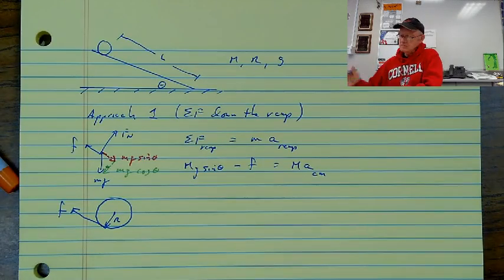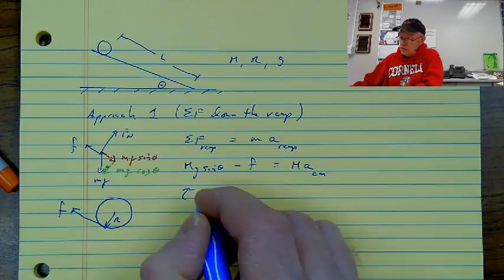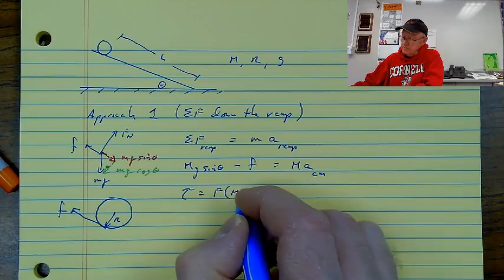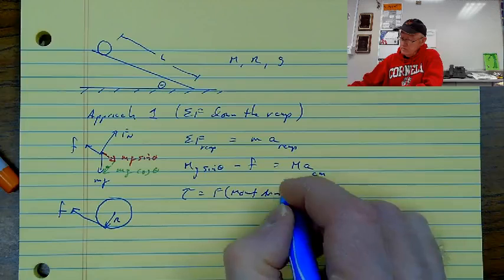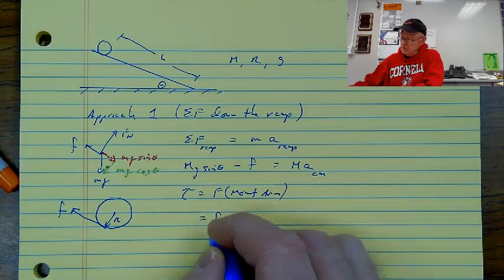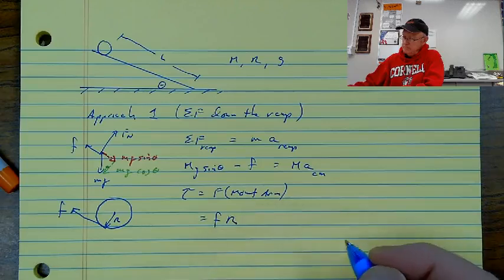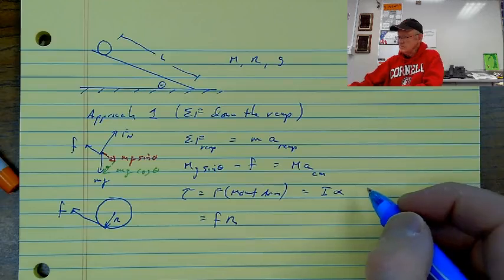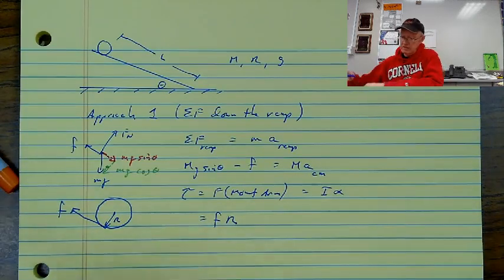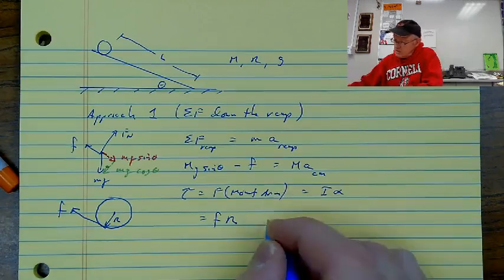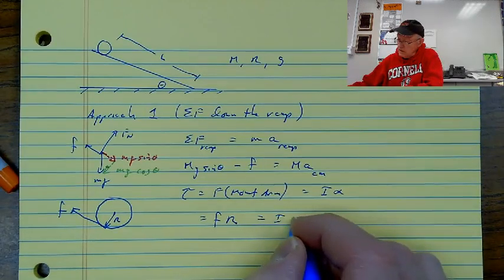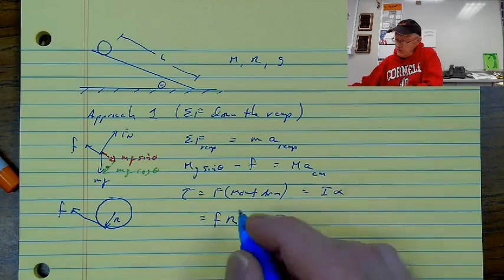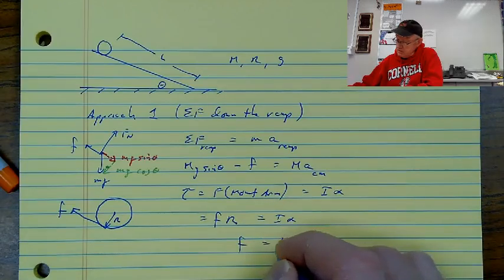So let's use a definition of torque. Torque is equal to force times moment arm, which is equal, in this case, to the force of friction times R. Now we also know that torque is equal to I alpha. That's that sort of double equation thing that we mentioned once upon a time. So I can set this expression equal to I alpha, which is kind of fun. Now how about if I solve for friction right here? So friction is equal to I alpha over R.